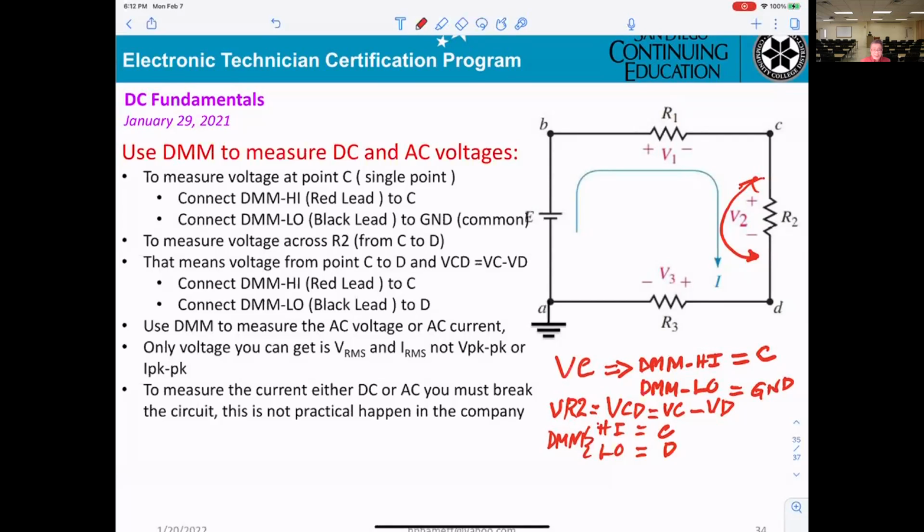Okay, any question on that? So now you understand. If I want to measure the voltage across R1, then the meter will be connected high side to B, low side to C. If I say I want the voltage at point B, then the meter high side connects to B and the low side must be connected to common or ground.